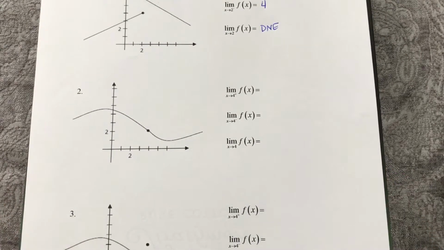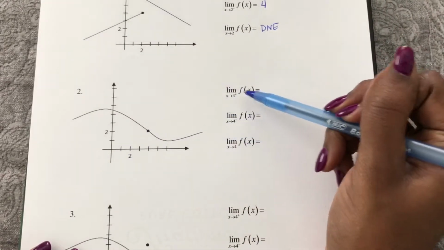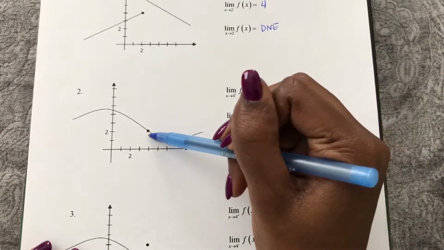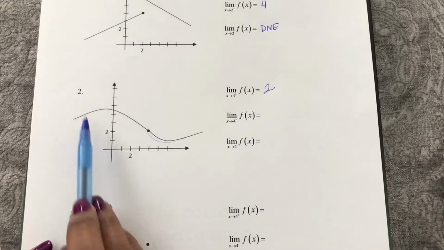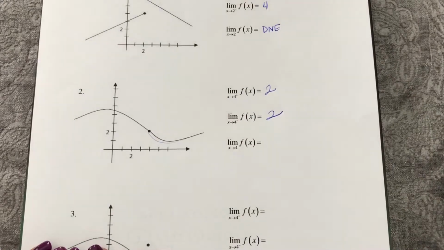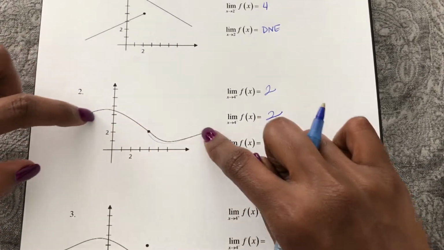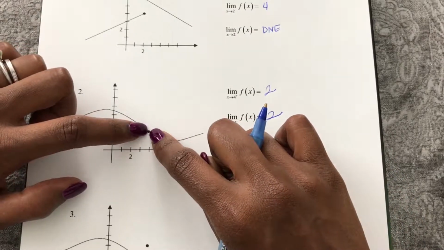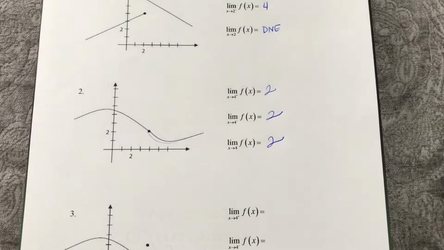Number 2. We want to approach 4 from the right. So let's see, 1, 2, 3, 4. Here we go. We're looking at this point. So from the right side, I see my y value is approaching 2. From the left side, coming this way, I see I'm also approaching 2. So therefore, since both the right and the left sides are coming together towards the same limit, the overall limit is the same. As x approaches 4, f of x is approaching 2.